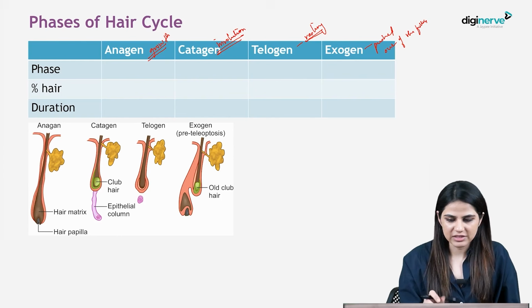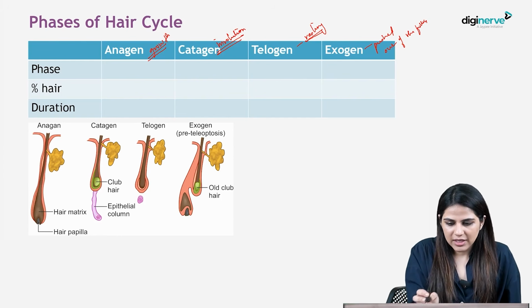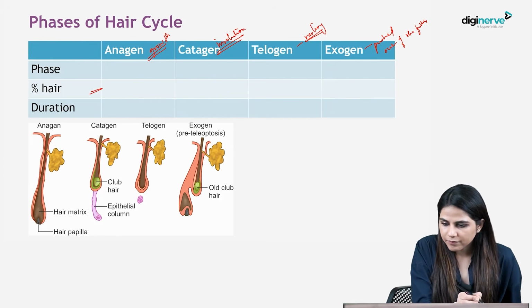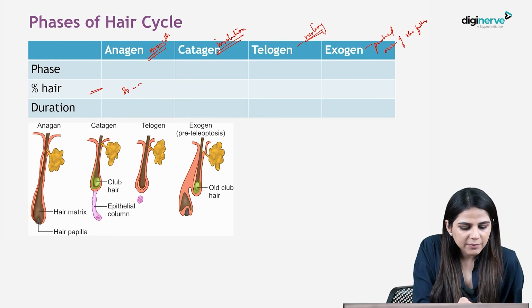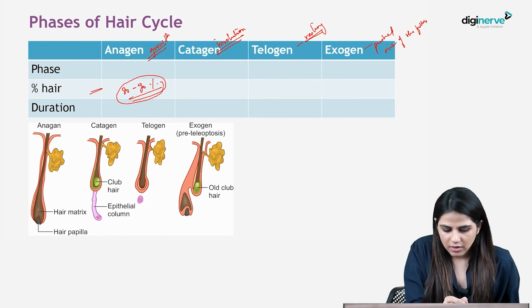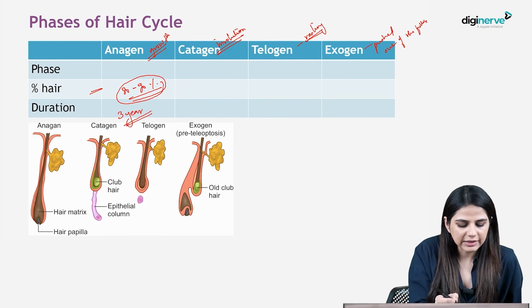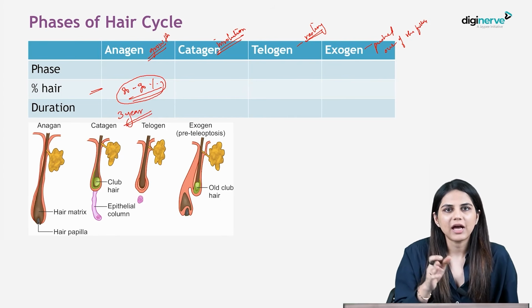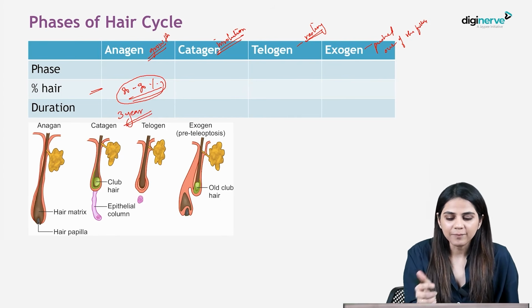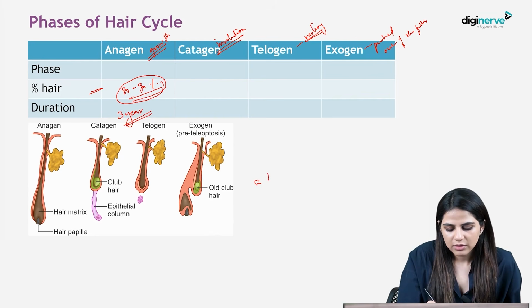Let's look at the difference here. So these were the names. Now 80 to 90% of our hair is present in the anagen phase. And anagen phase is the longest on scalp and approximately 3 years. So the length of the anagen phase in time corresponds to the length of the hair.